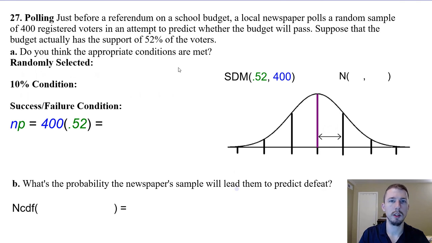All right, let's get started on assignment number 27, polling. Just before a referendum on the school budget, a local newspaper polls a random sample of 400 registered voters in an attempt to predict whether the budget will pass.